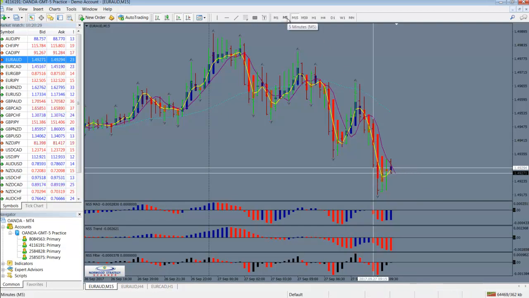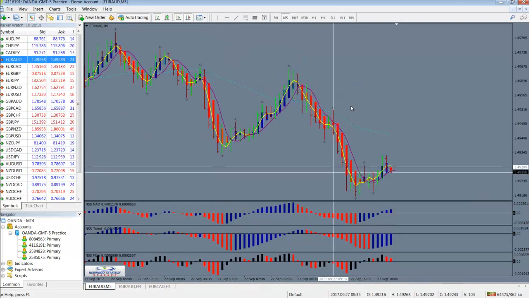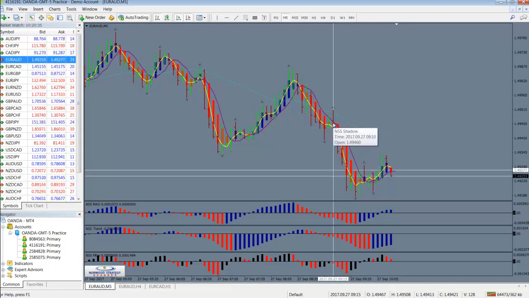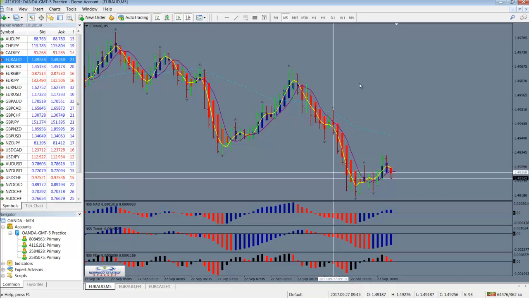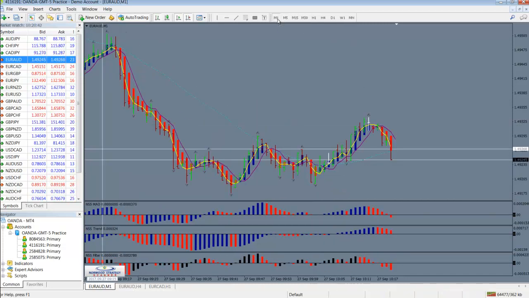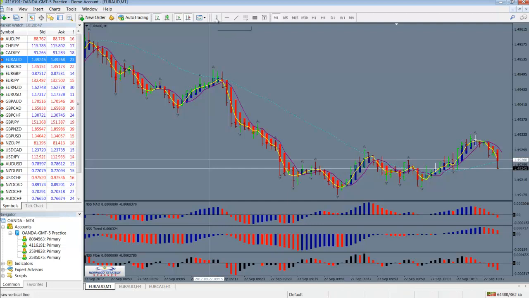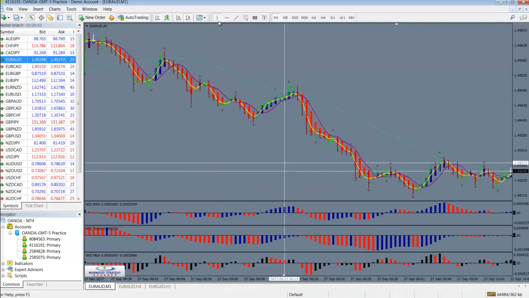Now let's go to the 5-minute. It has to be the same thing. It has to be on the correct side of the line, which it is, and it has to be a 4 bar. Then the 1-minute has to be a 4 bar.